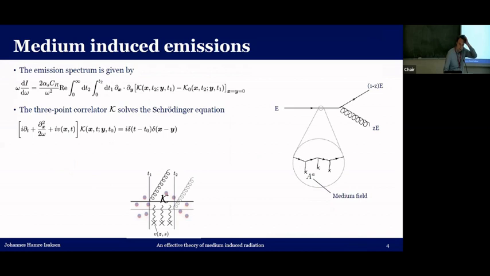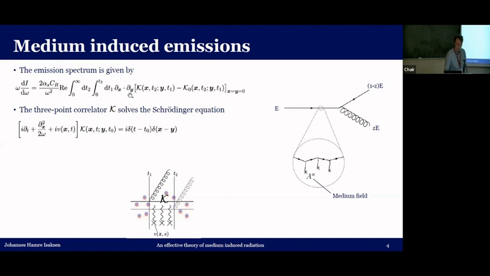This was also mentioned by Carlotta. We are going to talk about the same thing, the emission spectrum, and it's given by this formula here. As you can see, there is this subtracted term, and that's the vacuum: K0 is the vacuum. We only care about medium-induced emissions, so we subtract this. Here is an illustration of what's going on: we have a parton, and it interacts with the medium, and this leads to an emission of a gluon.